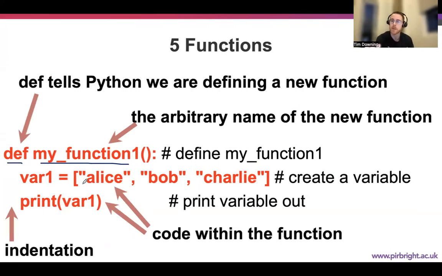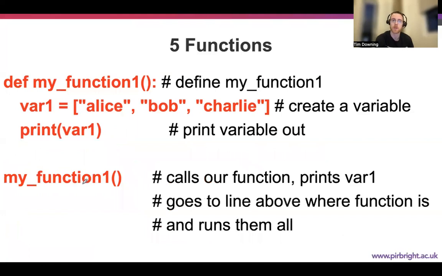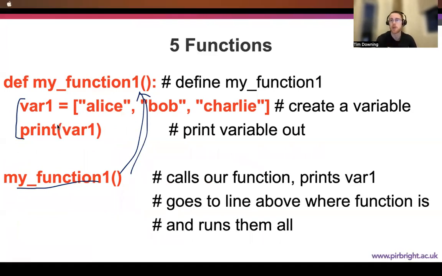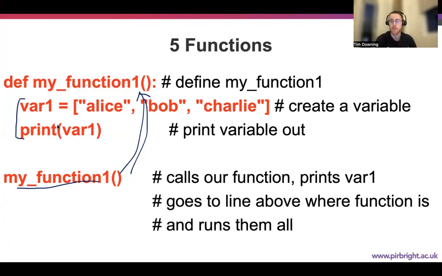The next thing to do is that we want to call this function. So to call the function, we type in the function name, and by typing the function name, with no arguments needed, our Python script goes back up to where that function is, wherever it is in the script, and executes these 2 lines of code within it. So if we repeat my function 1 many times, each time it'll go back up here, execute these lines, and that would mean it prints out Alice, Bob, Charlie over and over again.